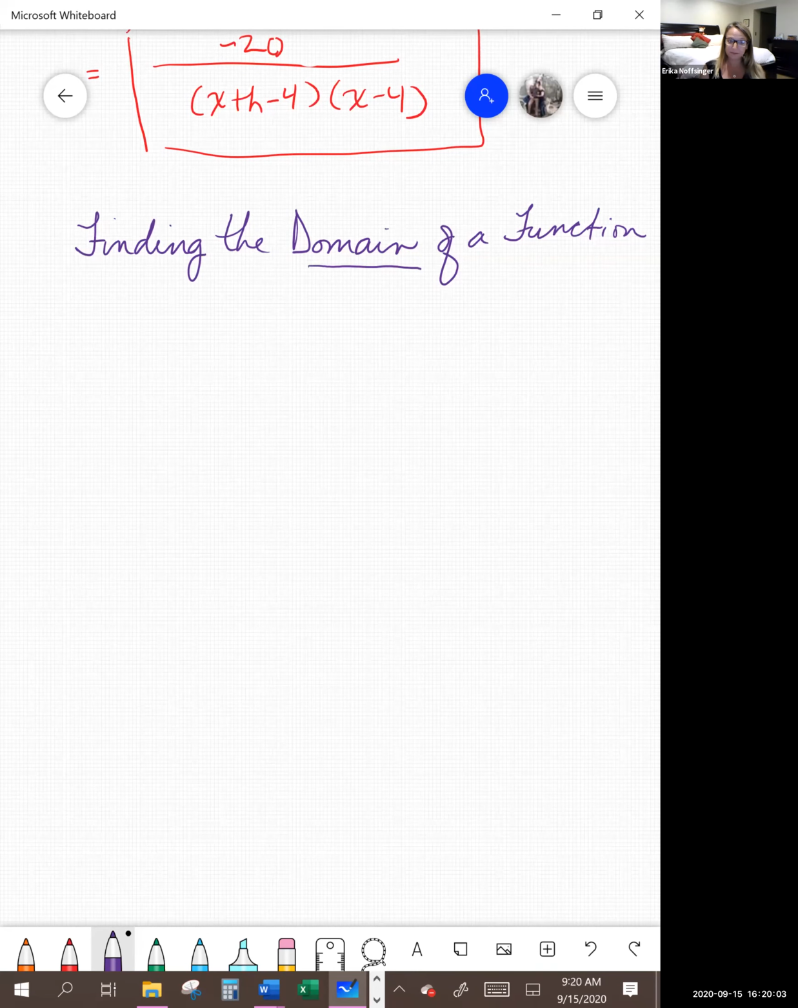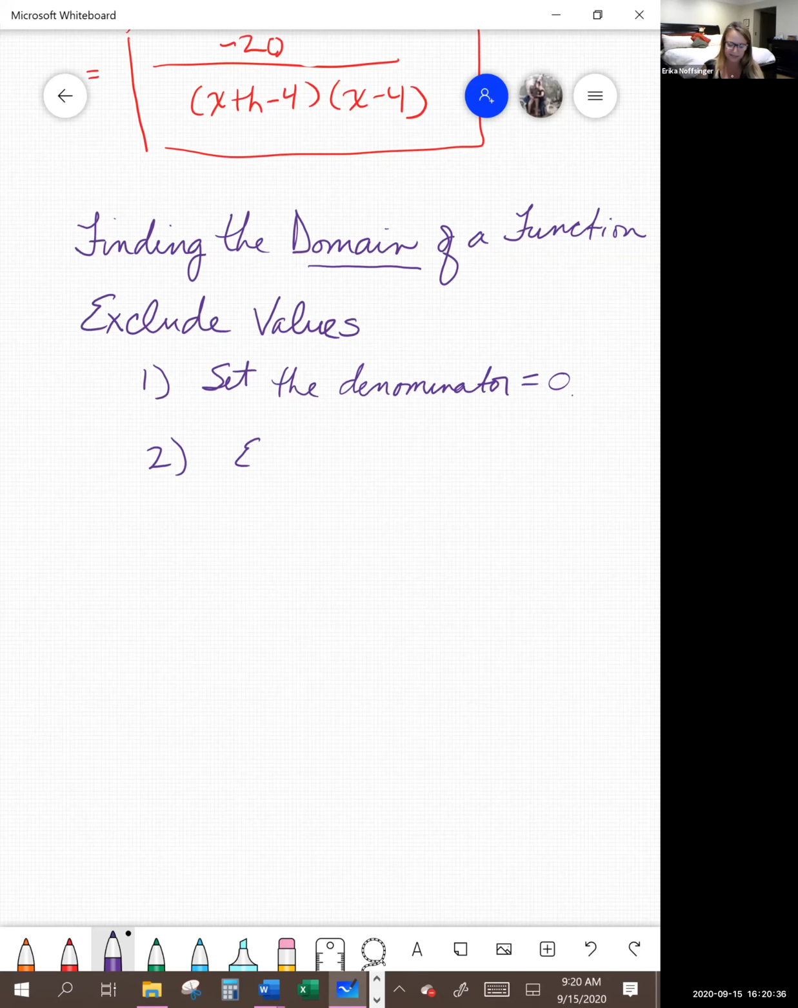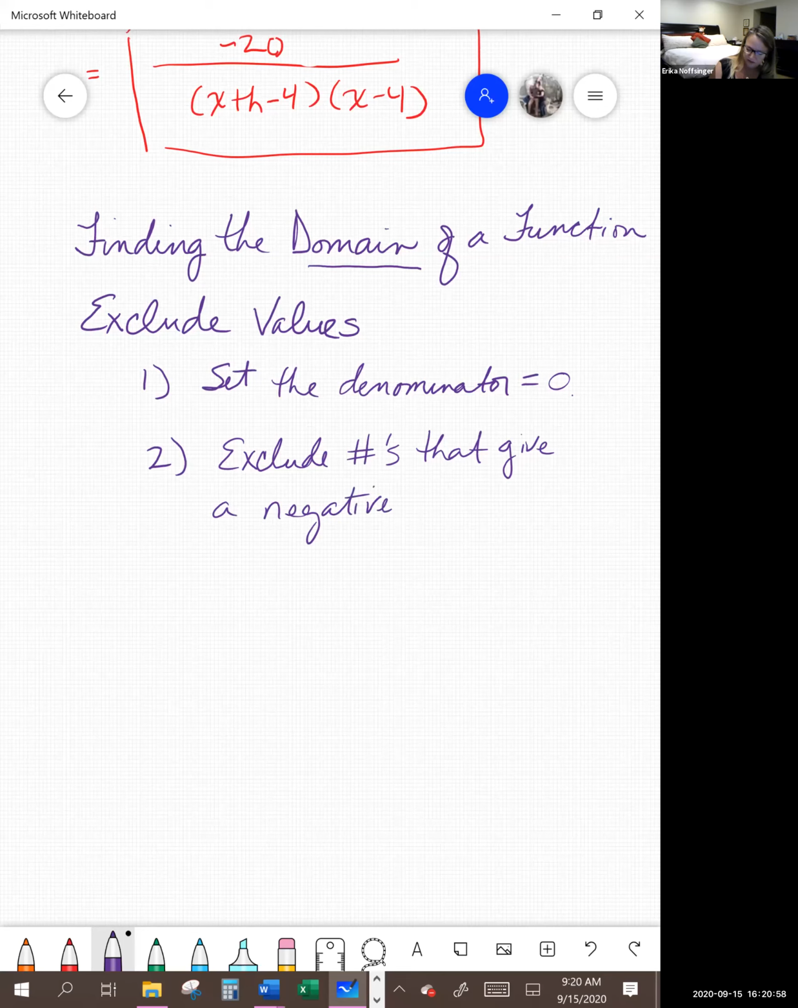So we're going to exclude values that set the denominator equal to 0. We need to exclude any values that give us a negative underneath an even powered radical. So exclude numbers that give you a negative number under even.